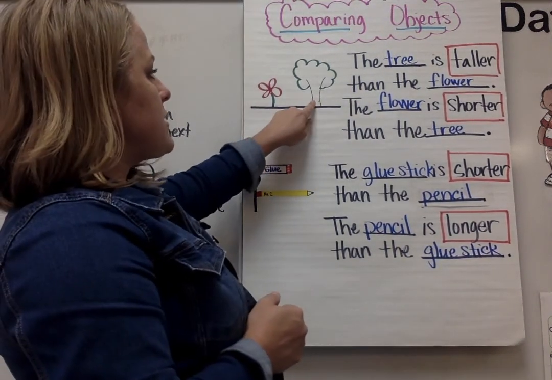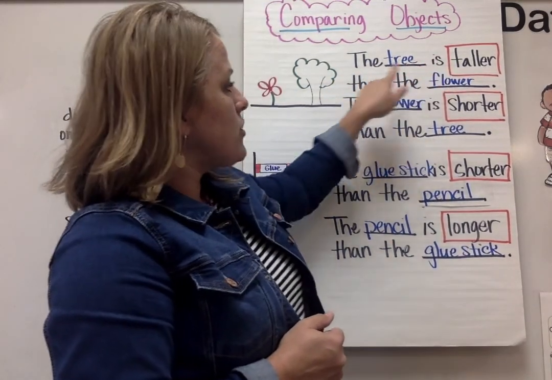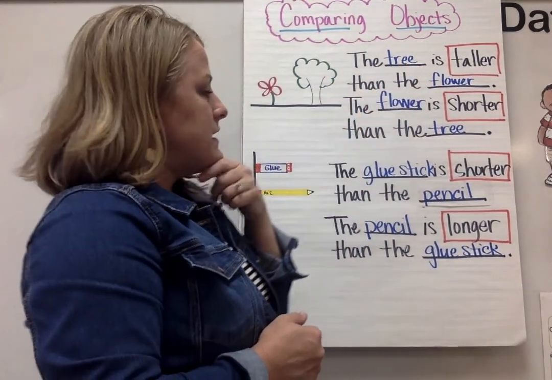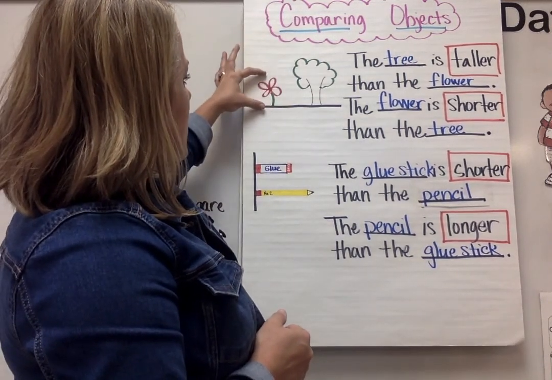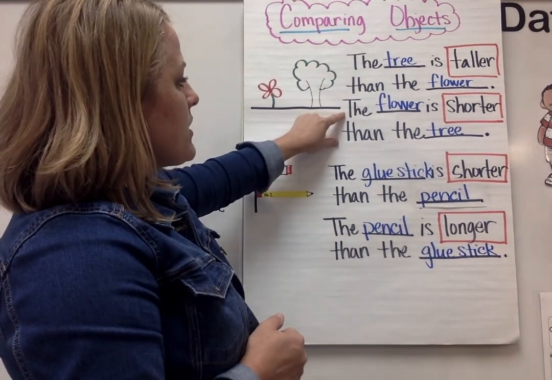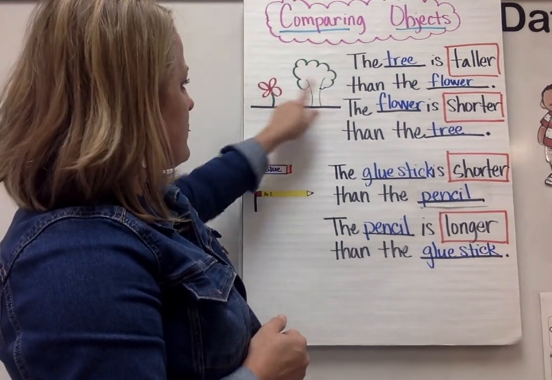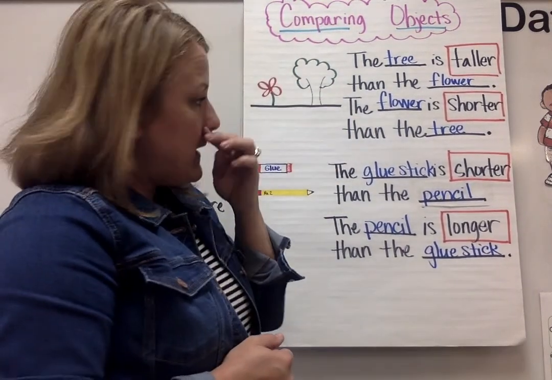So I'm going to compare my tree and my flower. The tree is taller than the flower. Now, I'm looking here and my tree is taller than the flower, so that is correct. The flower is shorter than the tree. Here's my flower. It is shorter than the tree.